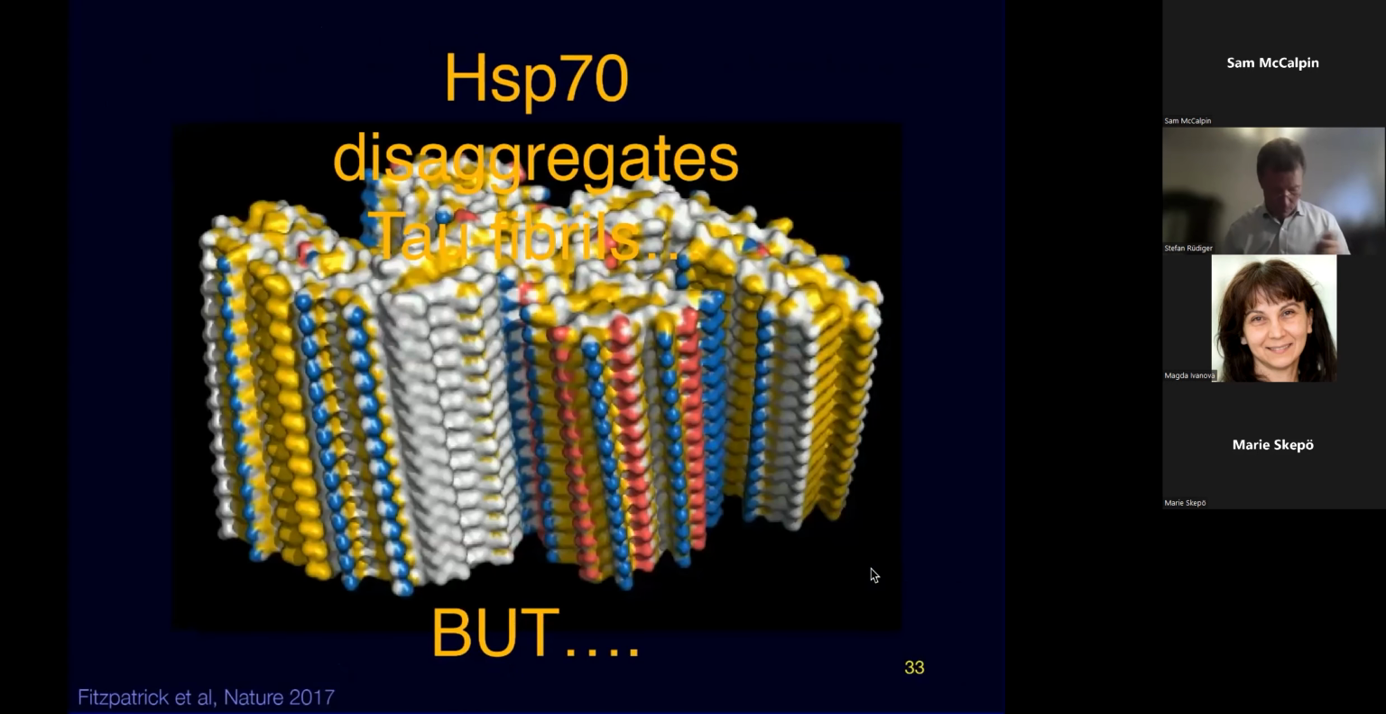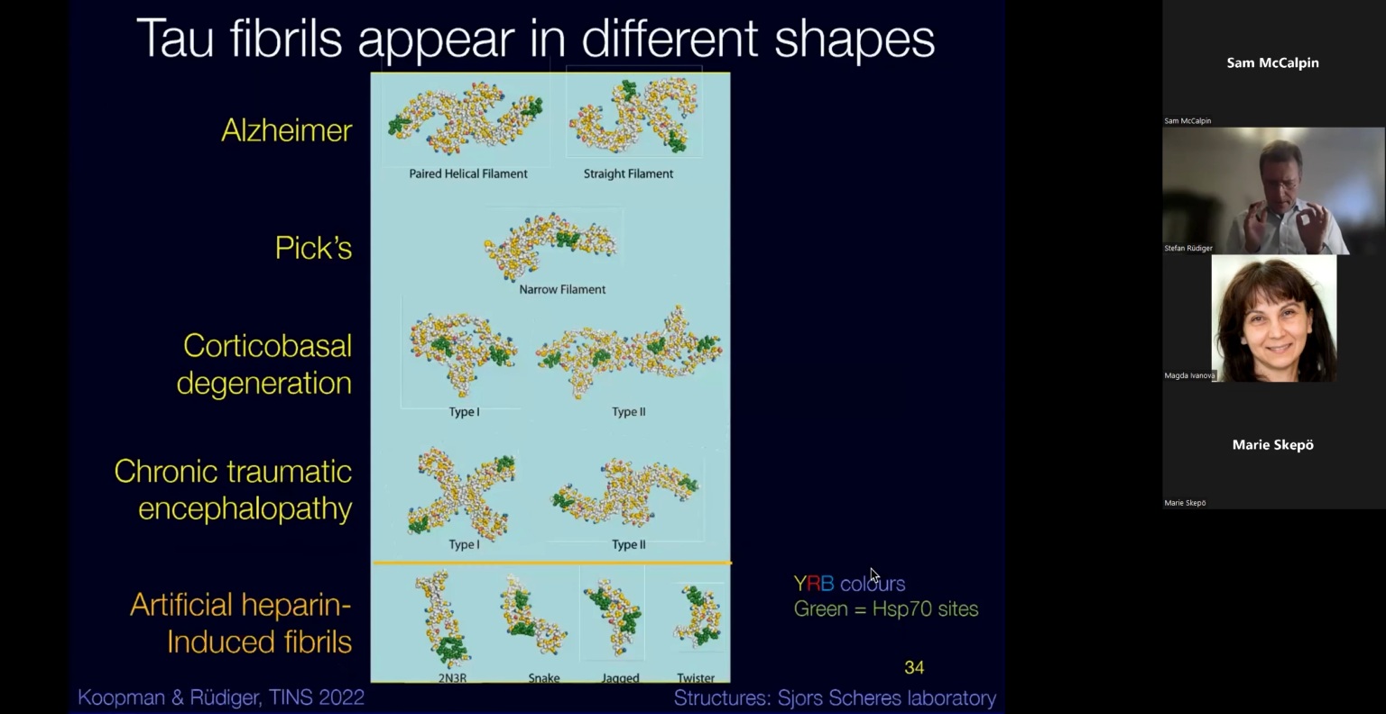But there's a but. This but becomes evident when we look at the structure of various fibrils. As said before, the laboratory of Scheres solved patient-derived structures of lots of fibrils of various tauopathies. At the top, you see fibrils derived from Alzheimer's. You have two different types, paired helical filaments, which I showed before, but also straight filaments. They basically have the same fold, just the dimerization of the fibrils is different.